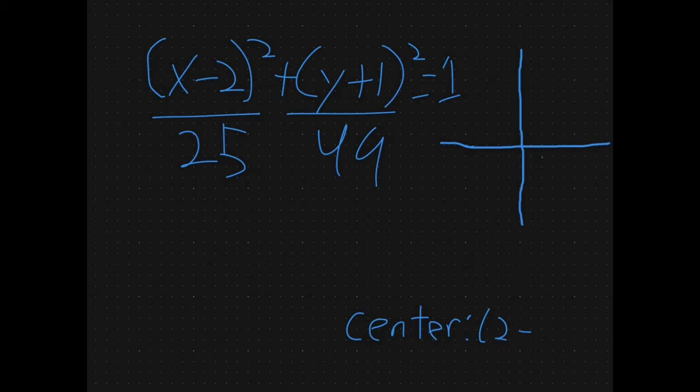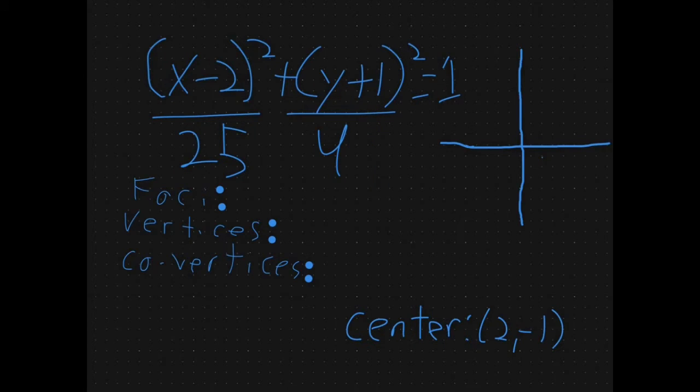Now we have to find the foci, vertices, and covertices. First, let's start with the covertices. Since we know that the value of b squared is 25, we can get the value of b by square rooting 25, which is 5, so b is equal to 5. And to get the covertices, all we have to do is add and subtract 5 from the center's x value, which is 2. This shows our covertices are (7, negative 1) and (negative 3, negative 1).